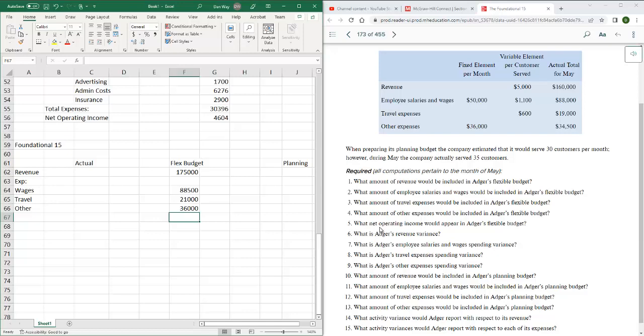Now finally, 5 said what net operating income would appear in the flex budget. So let's do this. Let's get a total expense line and then net operating income just to be somewhat consistent. This is the sum of our 3 expenses. And so net operating income would be that revenue of 175 minus total expenses, 145,500.